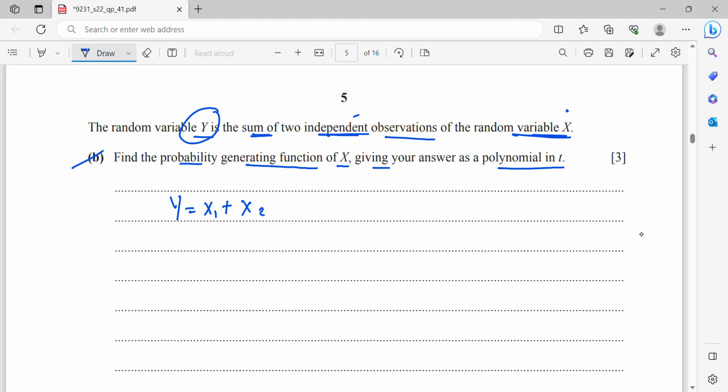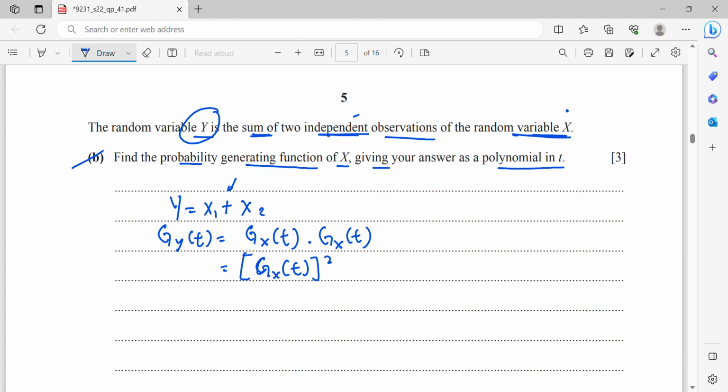Okay, so from here, I will write Gy(t). When it is a summation here, your Gy(t) is basically multiplication. So Gx(t) times another Gx(t), because both X are the same, right? So now, I will say that this is basically the square of Gx(t).